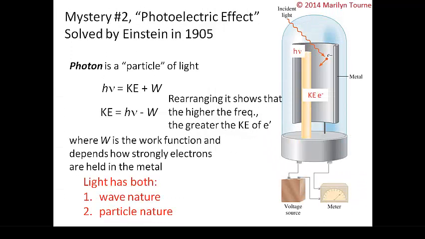Alright, I want to start this video by going over the second mystery of the 1900s. So the second mystery is called the photoelectric effect, and of course this was solved by Einstein in 1905. On the right, we have an apparatus which was used to study the photoelectric effect. The apparatus shows light of a certain frequency falling on a metal surface.